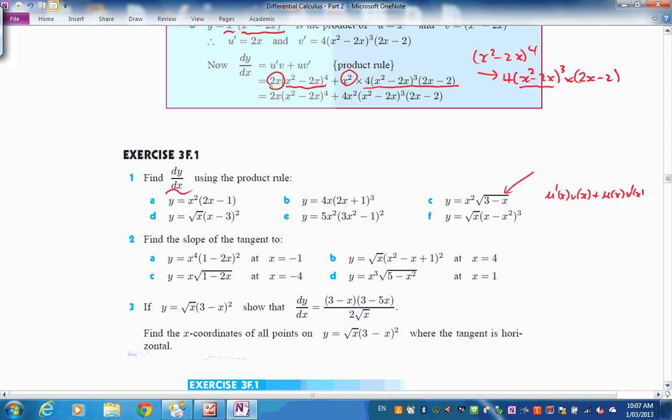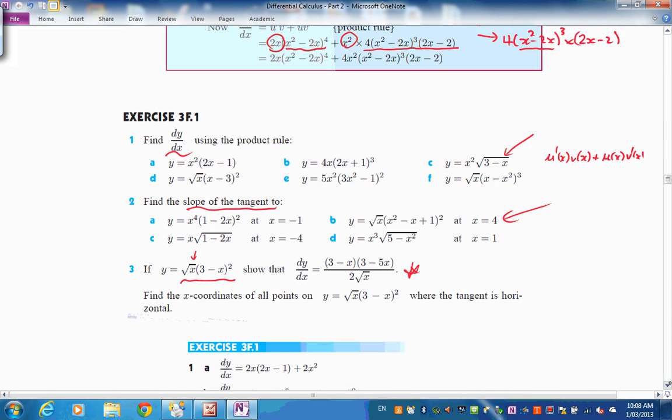Find the derivative, find the slope of the tangent, means the same thing. You're going to find the derivative and then substitute the numbers in to evaluate it. And here they ask you to show that you're going to get that at the end. So a little bit of algebra there, go through it in the same way, calling this one x to the half, and then trying to simplify it at the end.